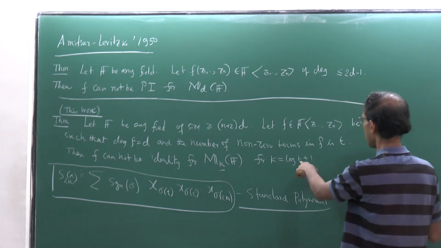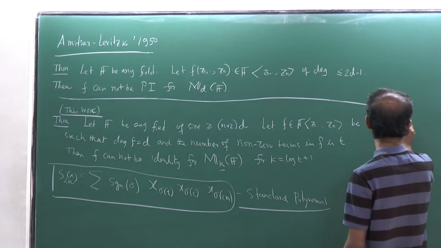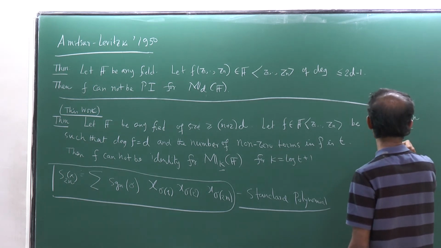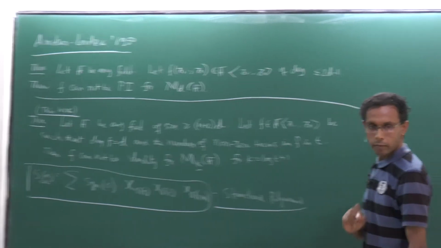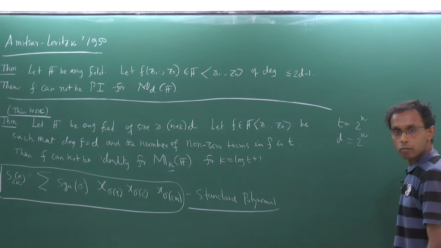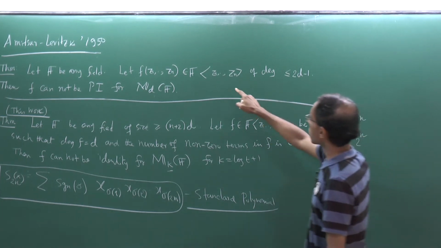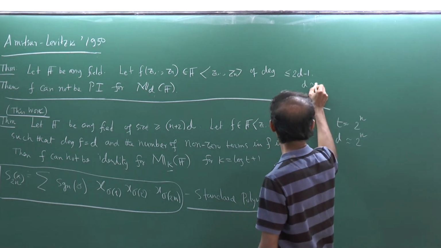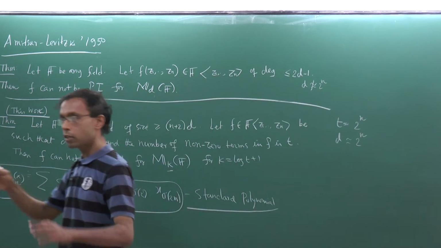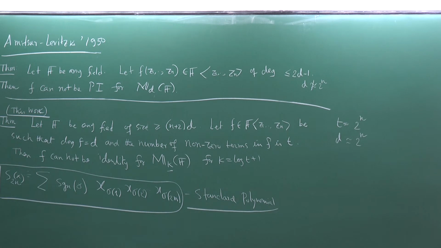For example, you can allow in this theorem t to be something like 2 power n and d also 2 power n. Still you get that dimension k is only polynomial. Whereas in that theorem, you cannot allow D to be 2 power n, because then you have to consider very big dimensional matrices, which is not efficient for algorithm purposes.